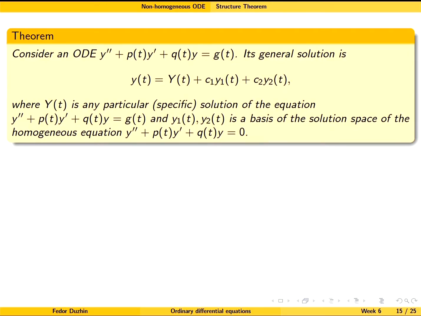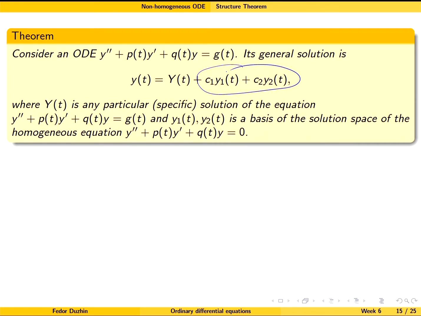Alright, here is the general theorem. Suppose that we have a second order linear ordinary differential equation that is non-homogeneous, so that there is a right hand side g of t. Then the theorem tells us that its general solution can be expressed as some particular or specific solution of this equation plus this form, and this form is nothing else but the general solution of the corresponding homogeneous equation.